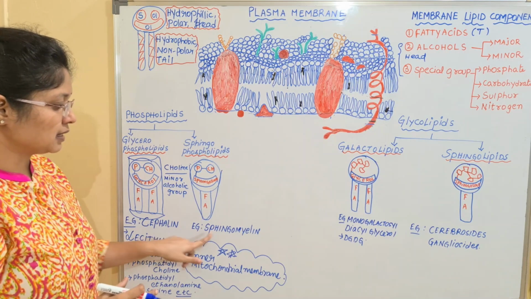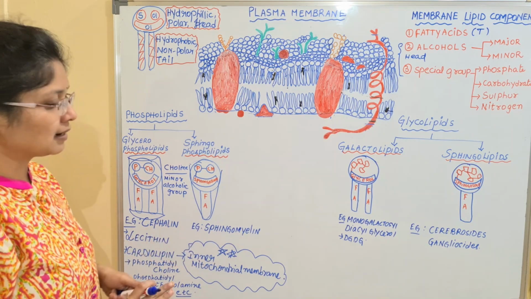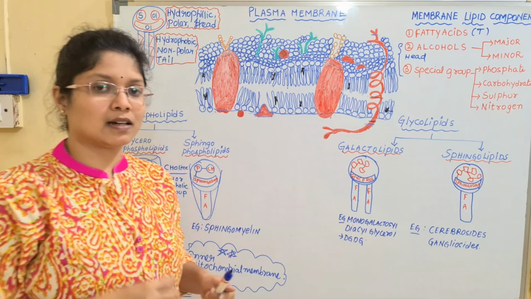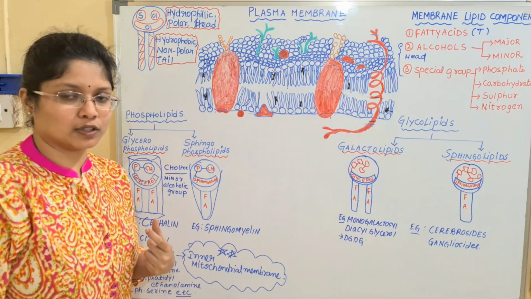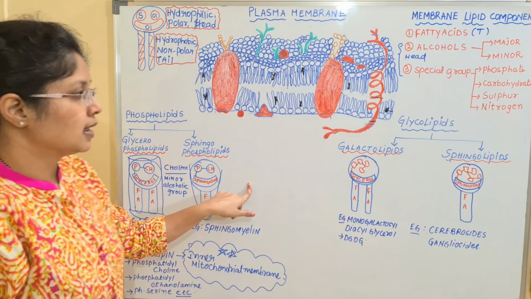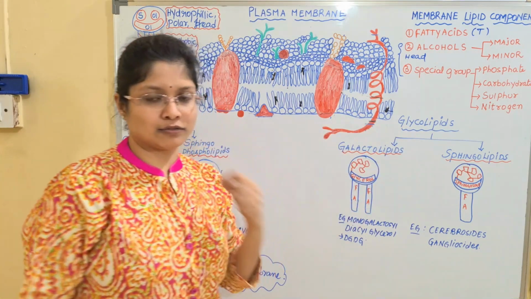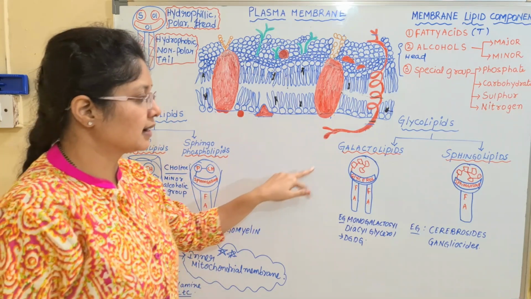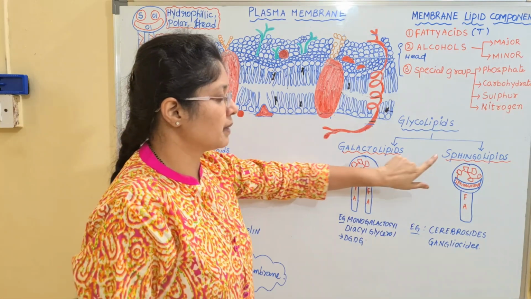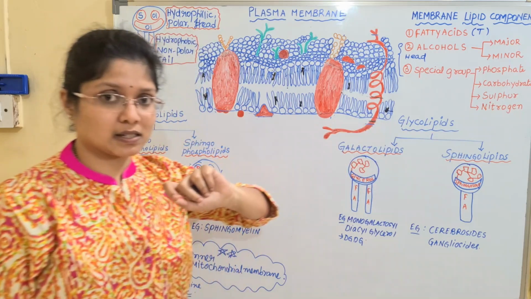And what is the example? Sphingomyelin. This sphingomyelin is present in all the membranes, and essentially it is seen in the myelin sheath of the nervous tissue. Next, coming to the second class of lipids, the glycolipids. Glycolipids are again categorized into galactolipids and sphingolipids.